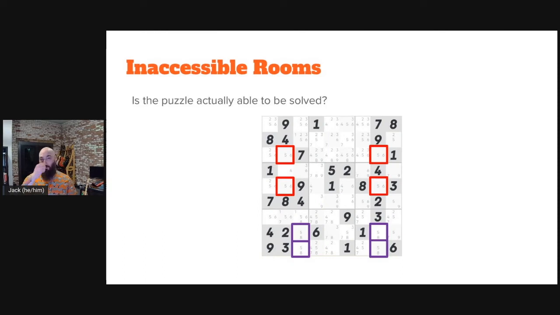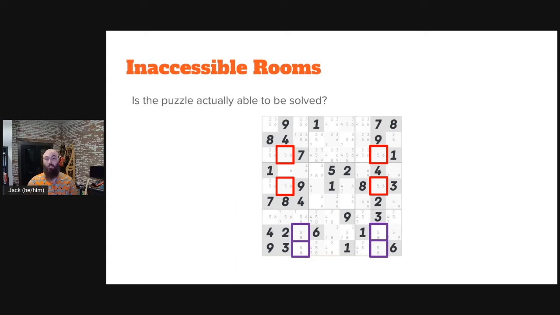And then the other interpretation of inaccessible rooms was whether or not the puzzle is actually capable of being solved, right? This is an example of a Sudoku that actually cannot be solved because it has two deadly patterns in it, which make it ambiguous: it does not have one solution, it has more than one solution.